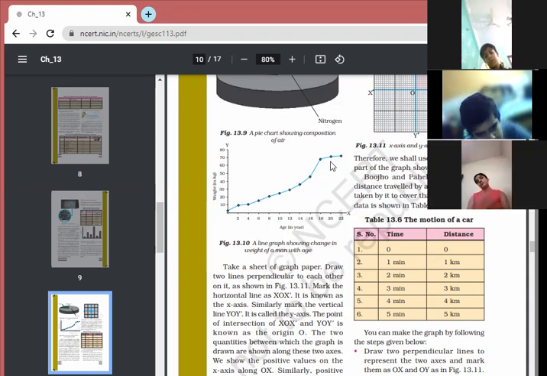So you can weigh yourself. What is your weight? Suppose 2 or 3 years back, when you were in first class, maybe your weight was 25 kg. Then it will keep increasing continuously. Okay? Because with age, the weight increases. So you can draw the graph in such a way.